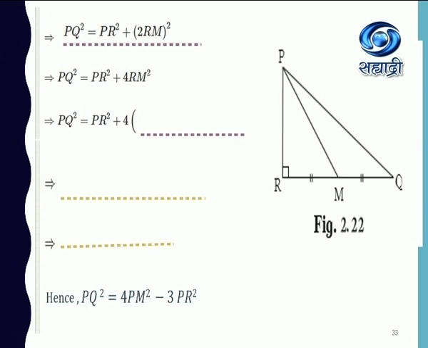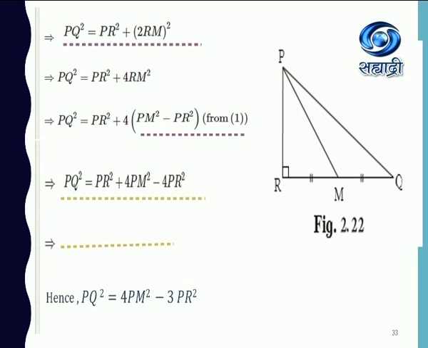So PQ square is equal to PR square plus 4 RM square. Now RM is half of RQ. We have got it from the first particular equation, that RM square is equal to PM square minus PR square.